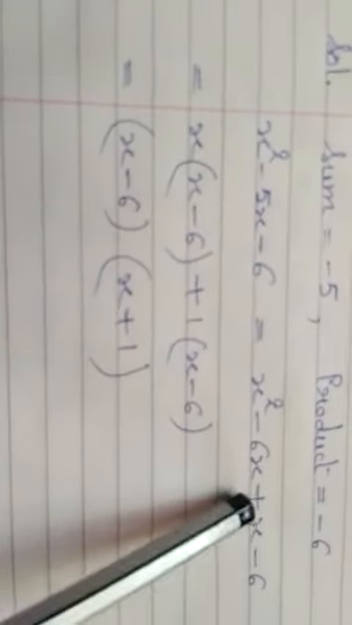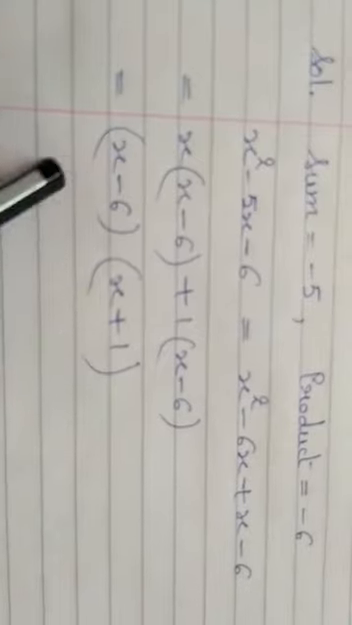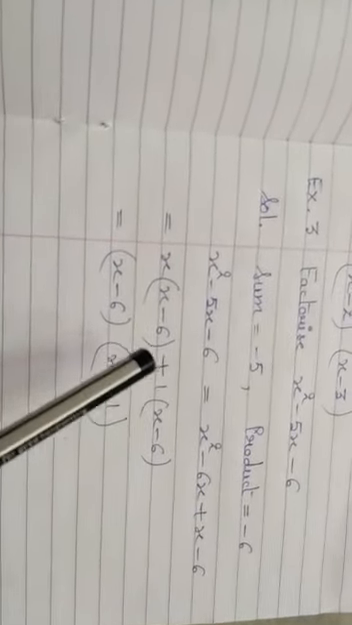Now take out the common. Common is x. So it is x minus 6. Take out the common. Common is 1. So x minus 6. So x minus 6 is common. x minus 6 into x plus 1. So these are the factors. So now the factorization of quadratic polynomials will be clear to you.